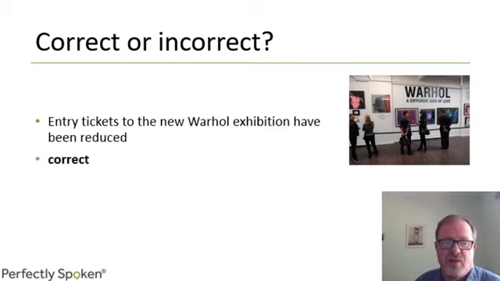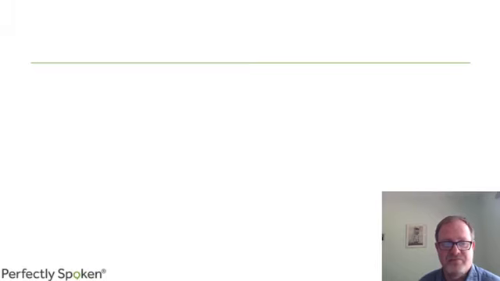We obviously prefer to use the passive instead of saying someone. Someone has reduced the entry tickets to the new Warhol exhibition, or they have reduced tickets to the new Warhol exhibition. Where the subject's not really important, the agent's not important, we prefer a passive. Okay, here's the next one.